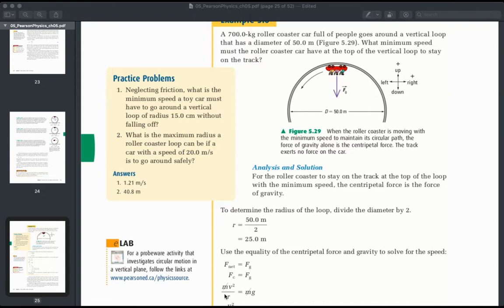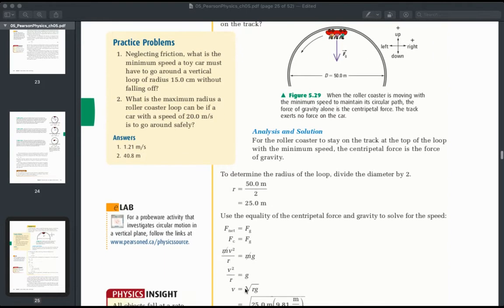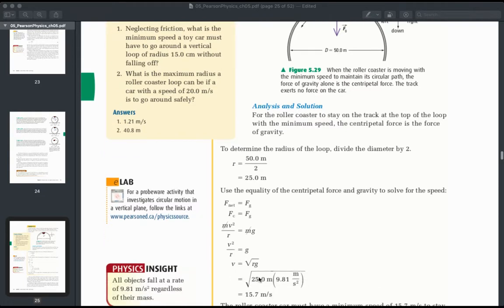So that's how you do these minimum speed questions. So you'd say mv squared over r equals mg. You get v squared over r is equal to g. V is equal to the square root of the radius times the gravitational field strength. Or the radius is 25 meters times 9.81 square rooted, and you'd have to be traveling 15.7 meters per second at the top of that loop. Otherwise, the roller coaster would potentially fall.